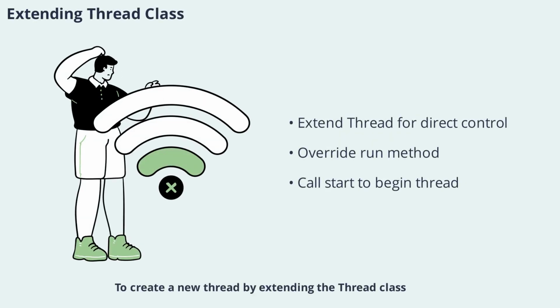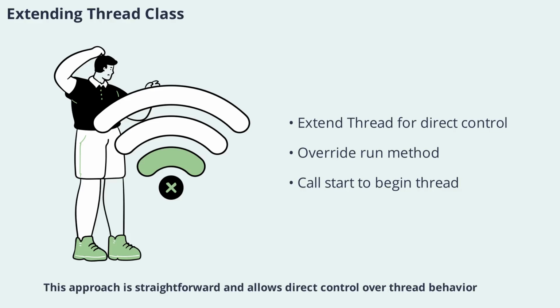Create a new thread by extending the Thread class. You define a new class that extends Thread and override the run method. The start method is called to initiate the thread. This approach is straightforward and allows direct control over thread behavior.